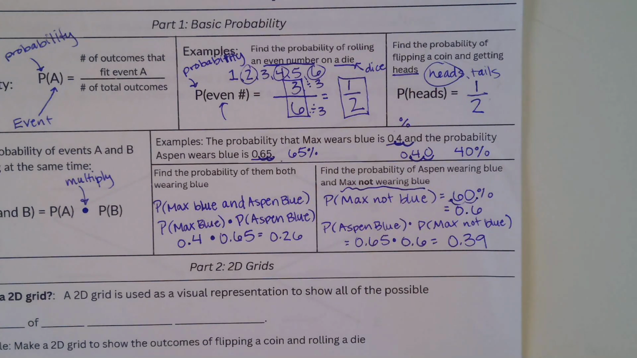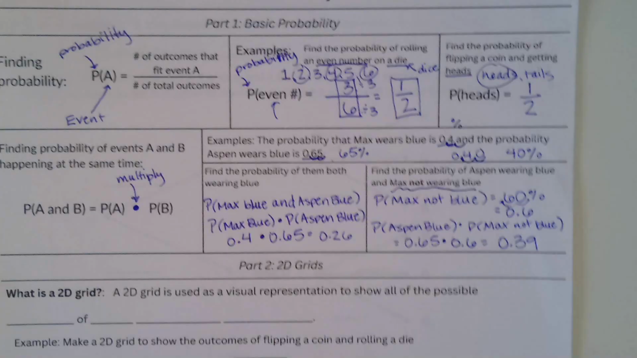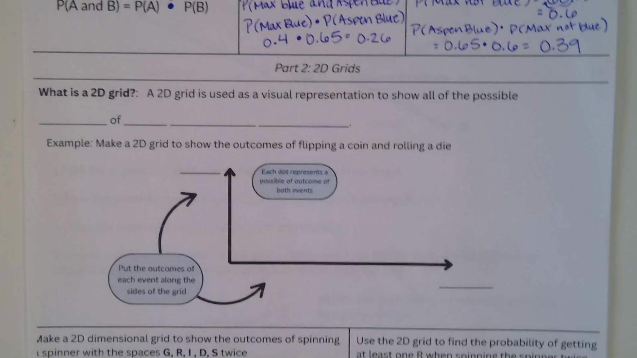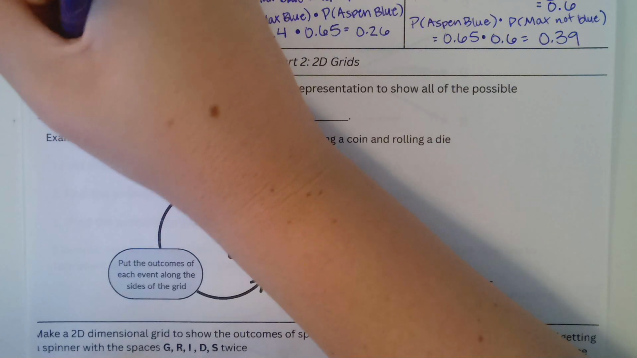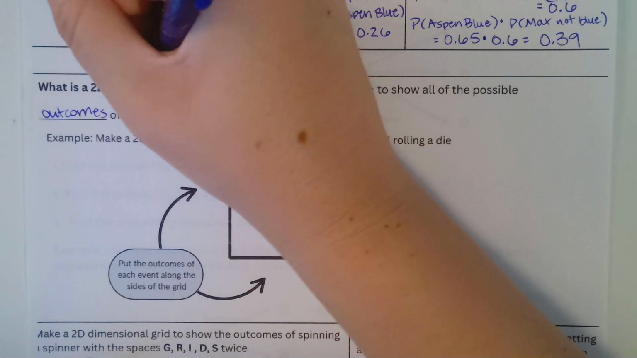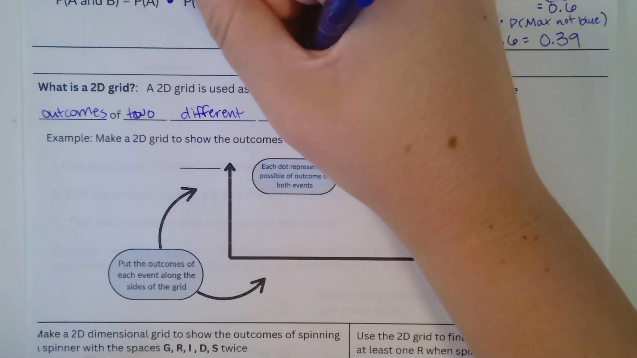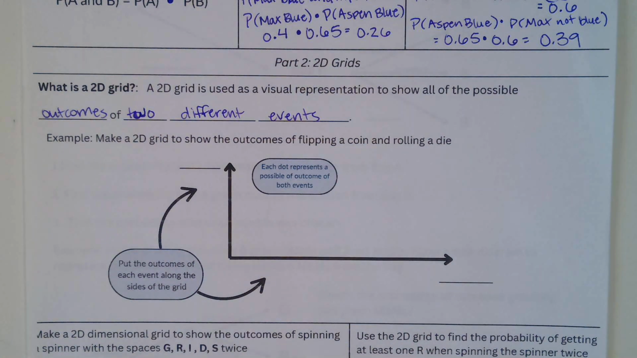Okay, so that's the end of part 1. So that's just basic probabilities. So now we're going to move on to something called a two-dimensional grid. So two-dimensional grids, what are they? A two-dimensional grid is used as a visual representation to show all of the possible outcomes of two different events.